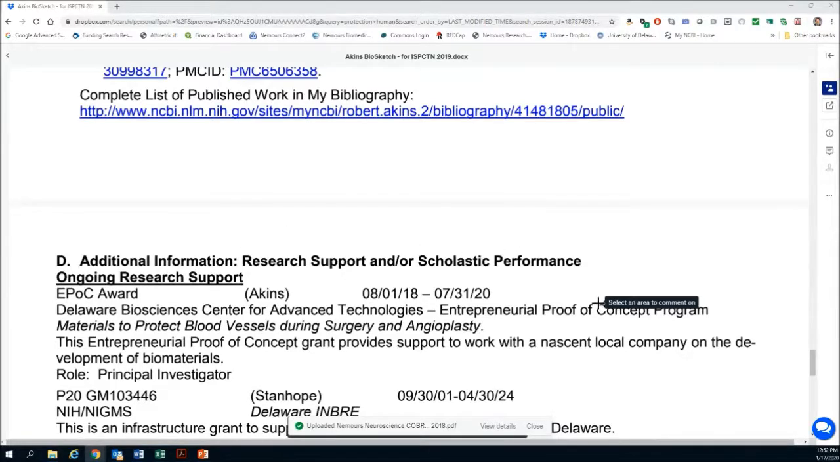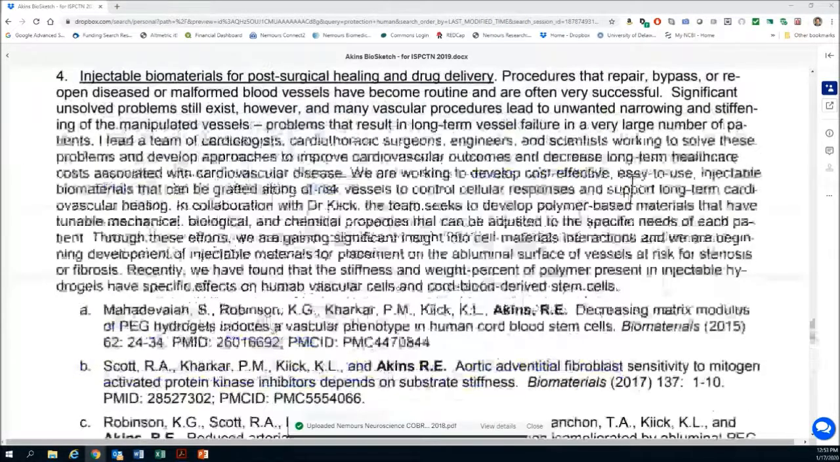And then there's a section that's now research support and or scholastic performance, which is ongoing and completed support in the last 3 years. In this context, this is not your other support document, which is a different document that you will be asked for when you get funded. There's no dollar amounts, just what are the grants that you've been working on. All right, so any questions about that?